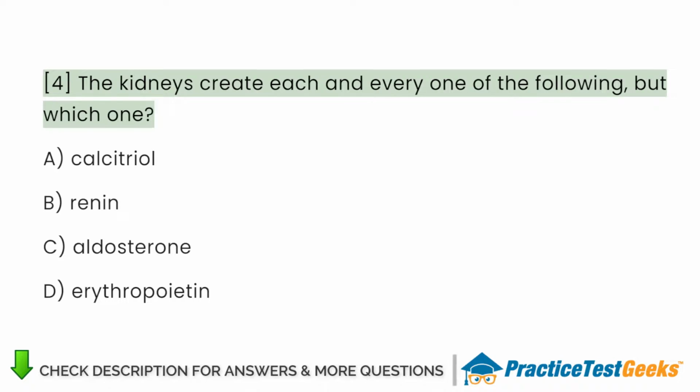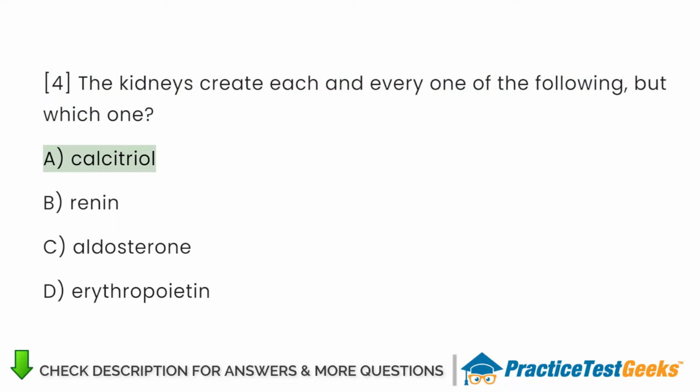The kidneys create each and every one of the following, but which one? A. Calcitriol. B. Renin. C. Aldosterone. D. Erythropoietin.